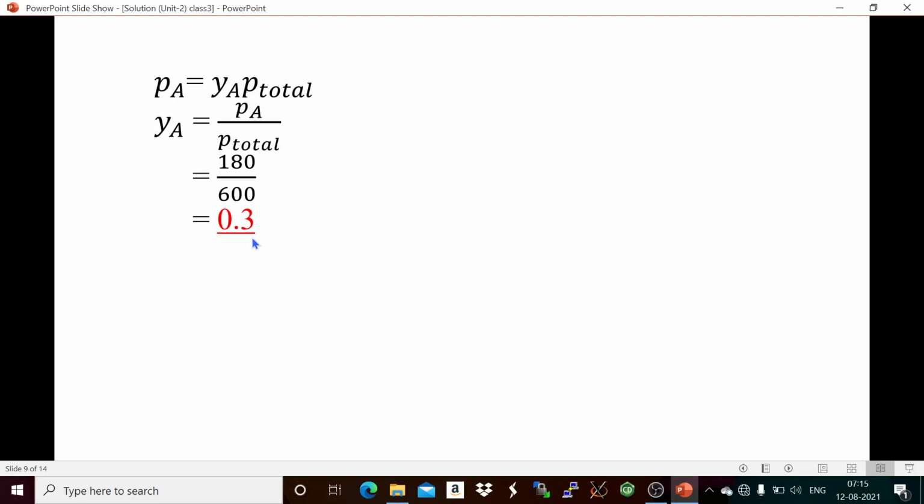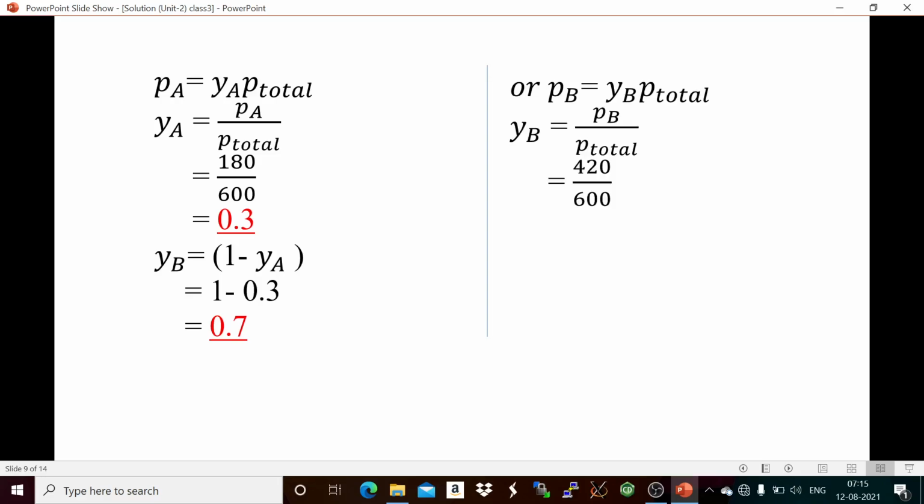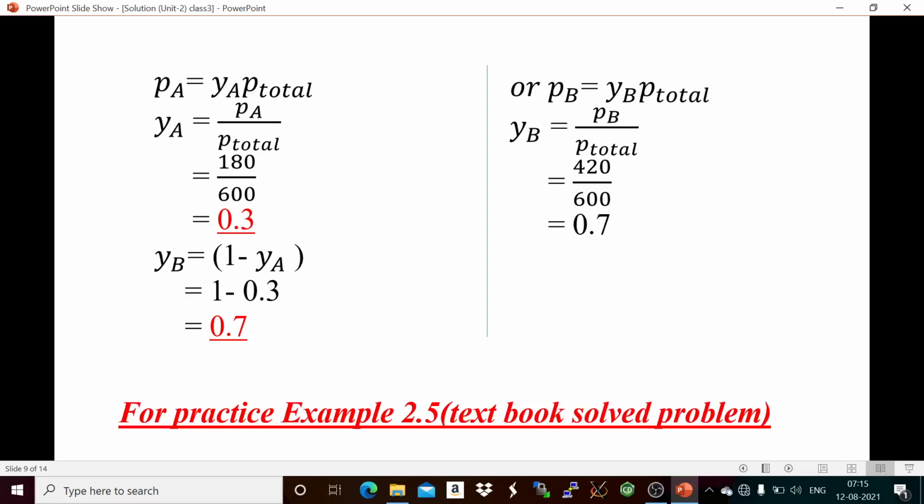So the composition of component B in the vapor phase, YB, is equal to 1 minus YA. So 1 minus 0.3, so it is 0.7. Or if you want to find YB separately, you can also do it separately. But this is easier, a simple way, because the mole fractions sum to 1.